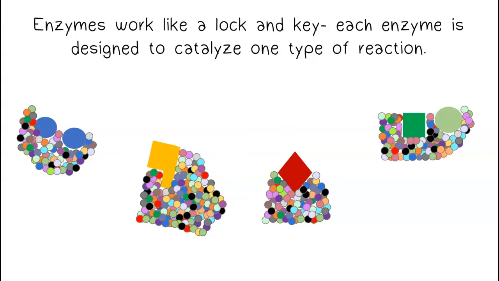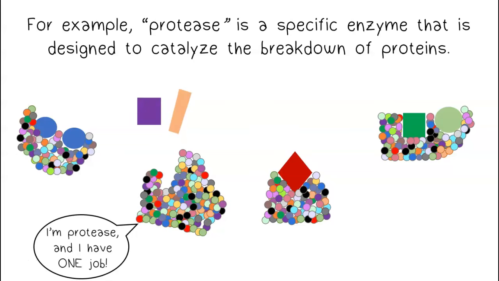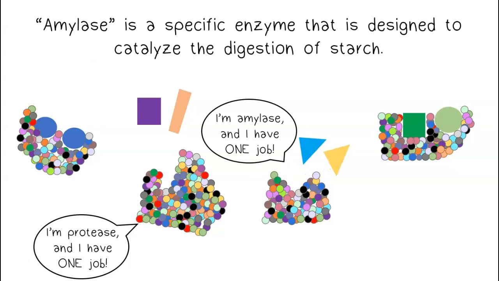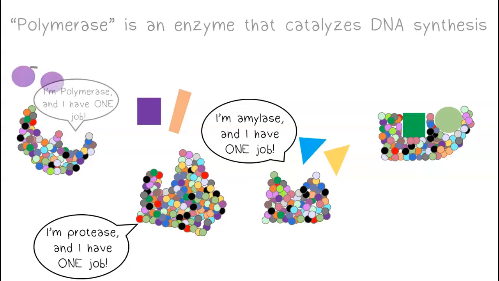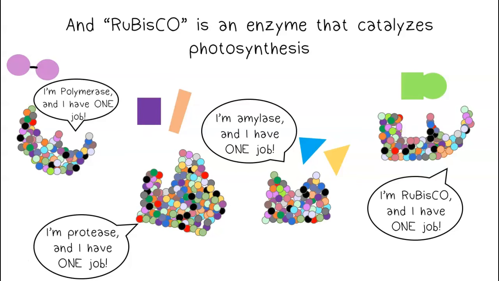Each enzyme is designed to catalyze one type of reaction. For example, protease is a specific enzyme that is designed to catalyze the breakdown of proteins. Amylase is a specific enzyme that is designed to catalyze the digestion of starch. Polymerase is an enzyme that catalyzes DNA synthesis, and Rubisco is an enzyme that catalyzes photosynthesis.